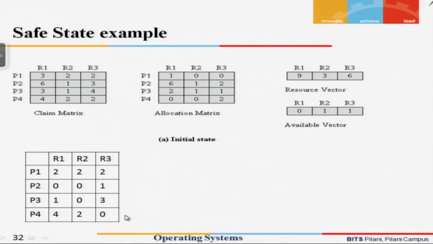We find that P4's need can be met, and once P4 is executed, P4 would release resources. After that, all the resources would be made available and P1 can execute. So we can very clearly see that we have several safe sequences in this case. One of the sequences would be P2, P3, P4, P1, and there can be many more sequences. So at a given instance of time, we can find out whether the system is in a safe state or not.